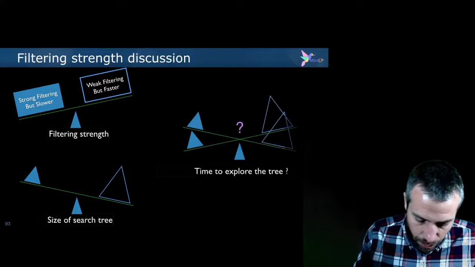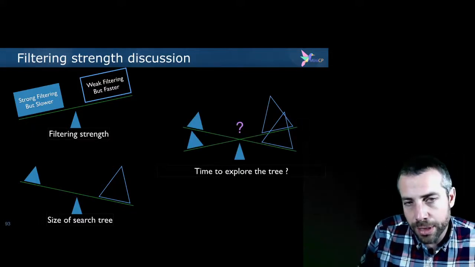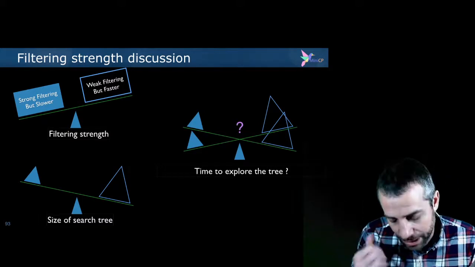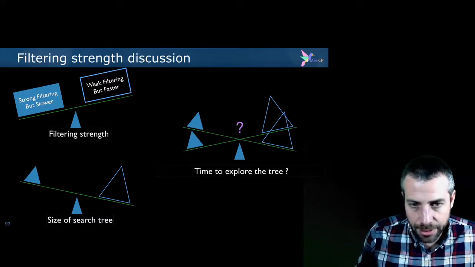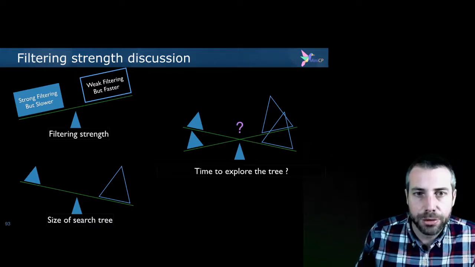So which one should you choose? The strong filtering, which is slow, or the fast filtering that prunes a little bit less? It really depends. You should experiment a little bit with your problem. It's not a trivial question to answer.